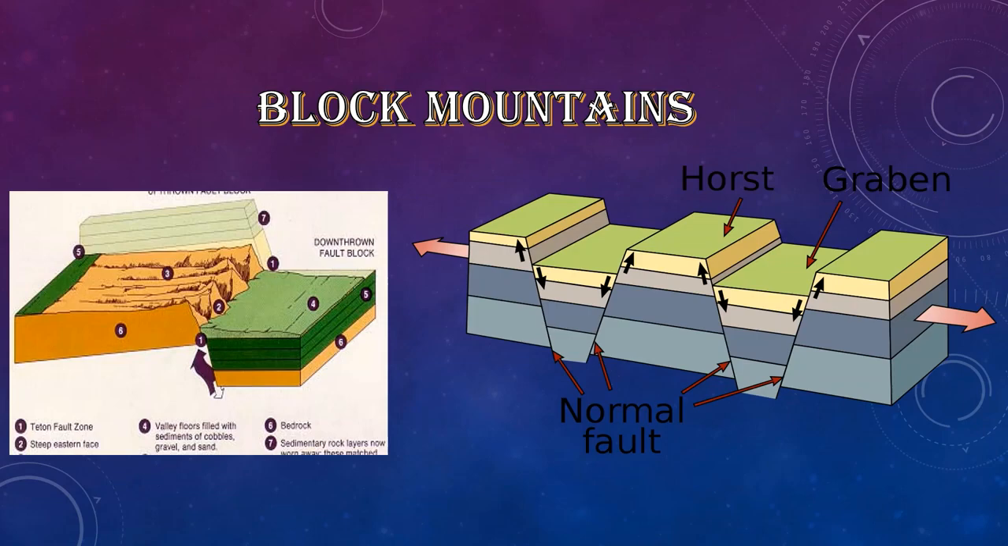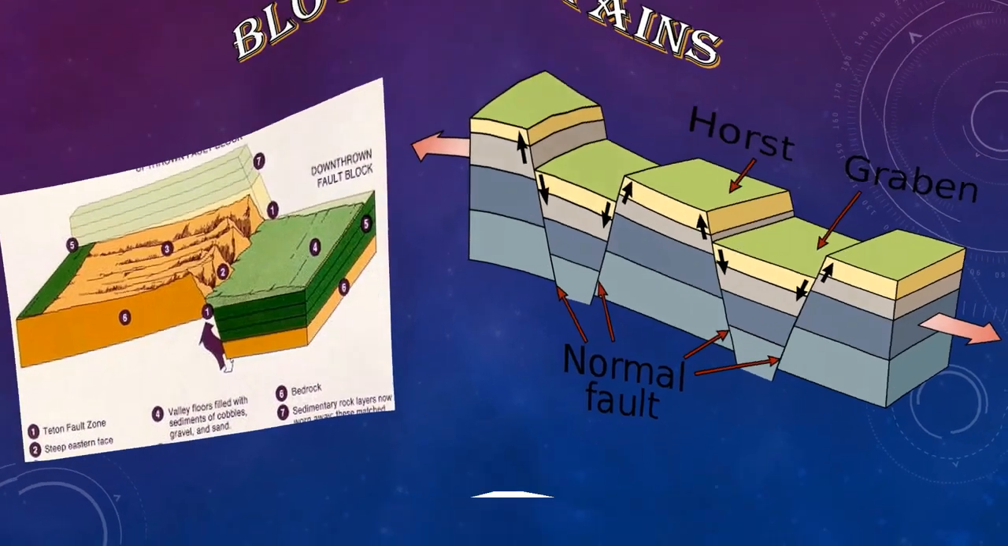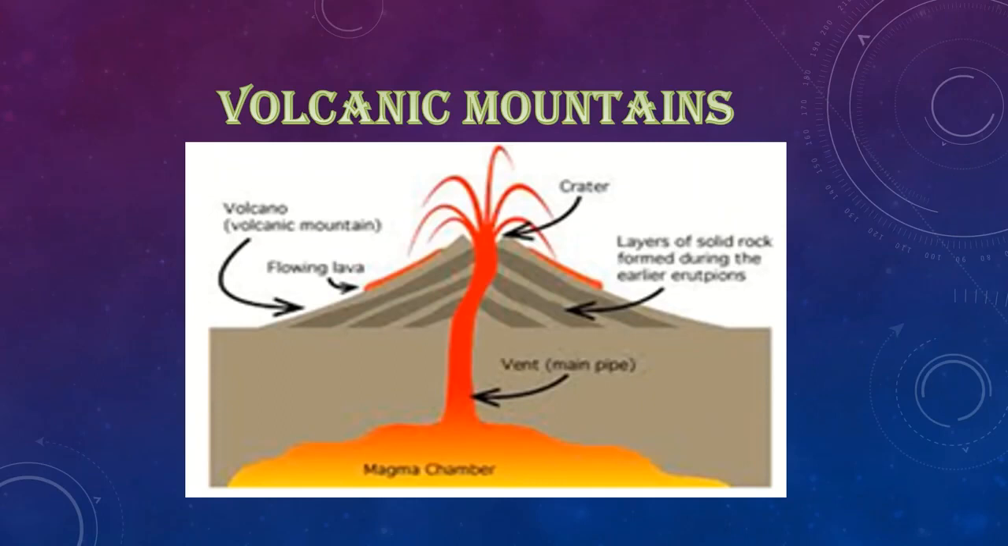Next is volcanic mountains. As the name suggests, volcanic mountains are formed by volcanoes. Due to high temperature deep inside the earth, rocks turn into molten magma. When this molten rock material is ejected to the Earth's surface during a volcanic eruption, it accumulates around the vent and may take the form of a cone.